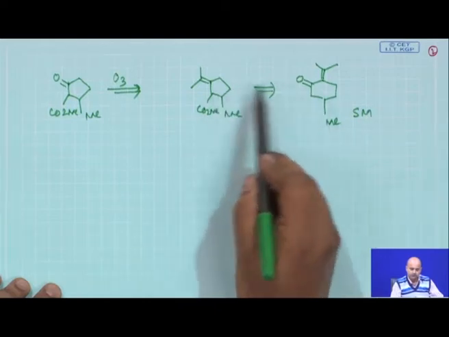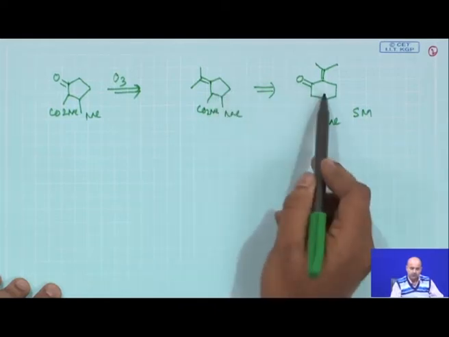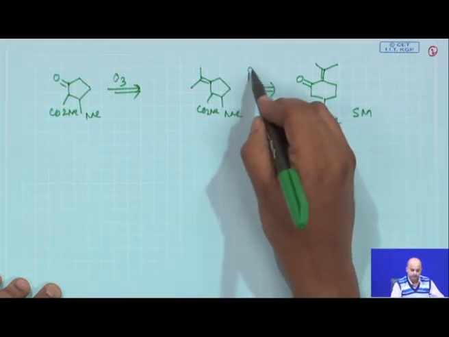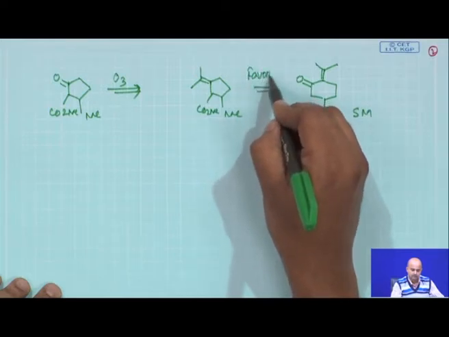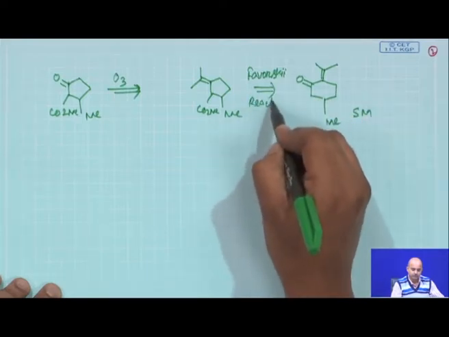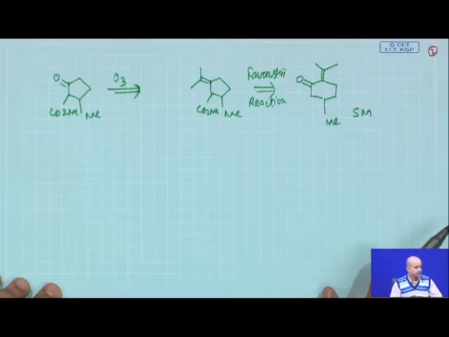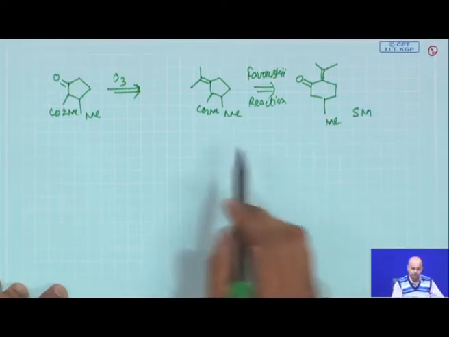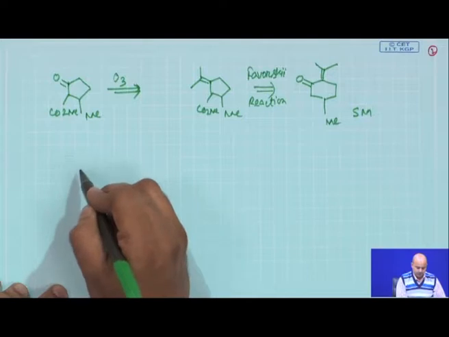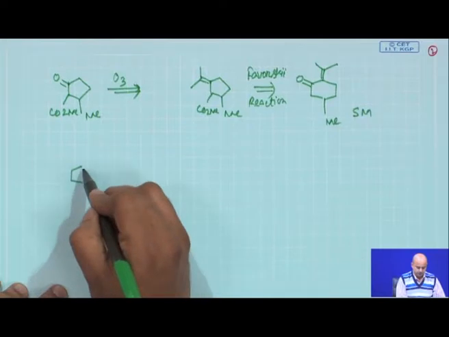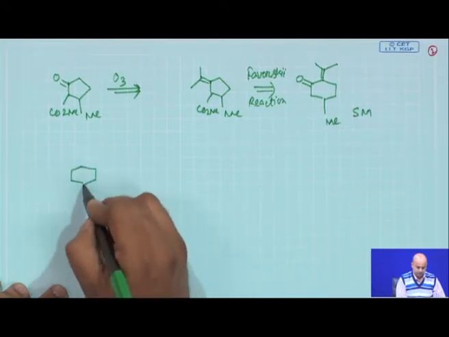Now, this transformation, can you get some hint? This transformation basically you can use a Favorskii type of reaction. Now, the Favorskii reaction, as you said, is a ring contraction reaction, but also you need to think about how this Favorskii reaction will work here. So, first take this starting material.